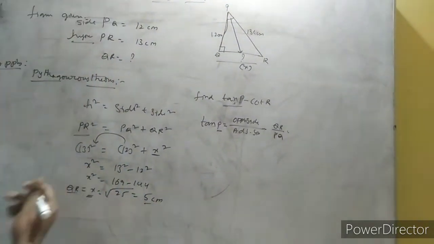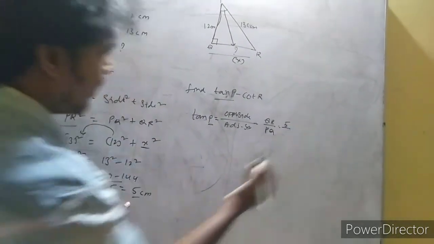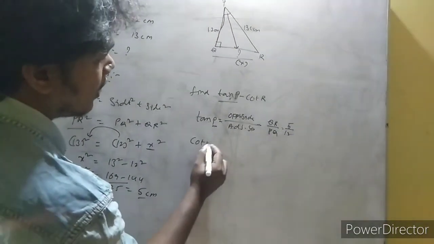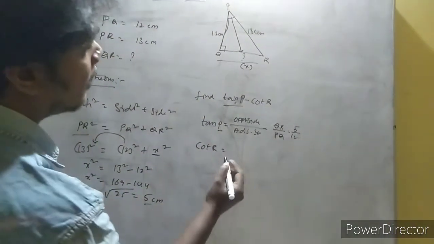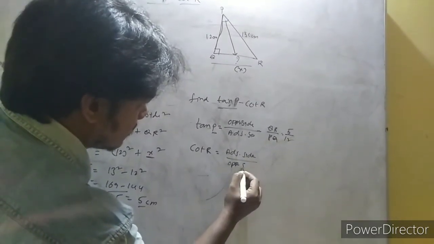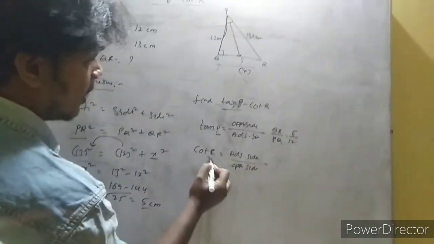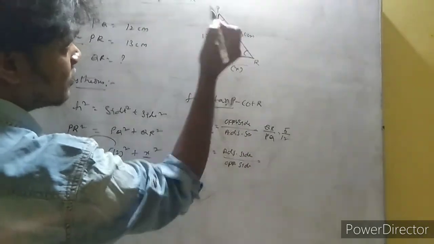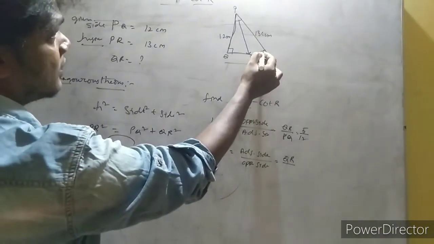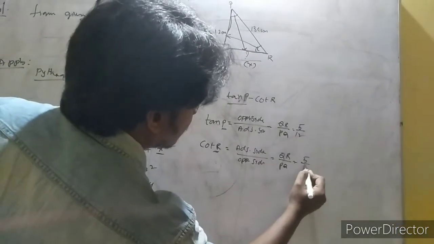Let us take this. What is QR? The value is 5 centimeters, by PQ, which is 12 centimeters. Very good. Then cot R. So what is cot R? Cot means adjacent side by opposite side. What is the adjacent side of R? Adjacent side means QR, by the opposite side, this one, 12. That means PQ, 5 by 12.